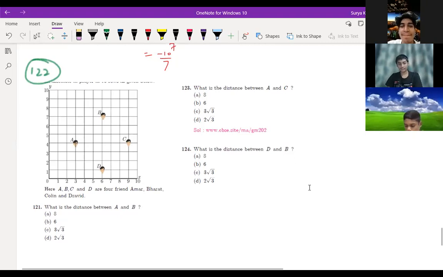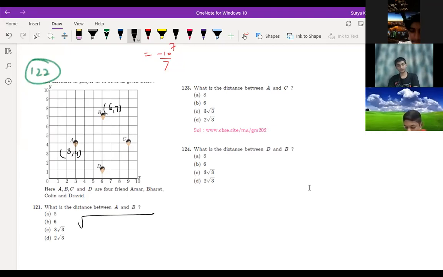Okay, see, here between A and B, A is 3 comma 4 and B is 6 comma 7. So distance is x2 minus x1, 6 minus 3, 3 squared plus 3 squared. So root 18. So all options are wrong over here. The answer is 3 root 2.